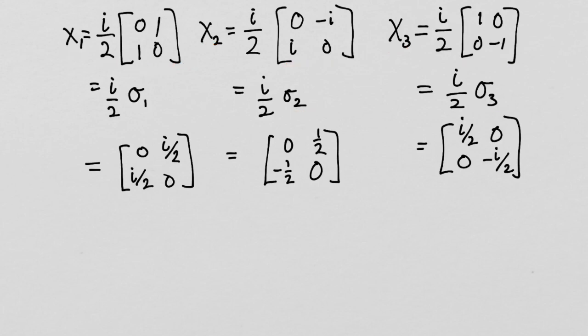You can go ahead and calculate them out too, right? If you want. This is i/2, i/2, i/2, and 1/2, minus 1/2 on the minor diagonal, and i/2, minus i/2 on the diagonal. So those are our basis vectors.